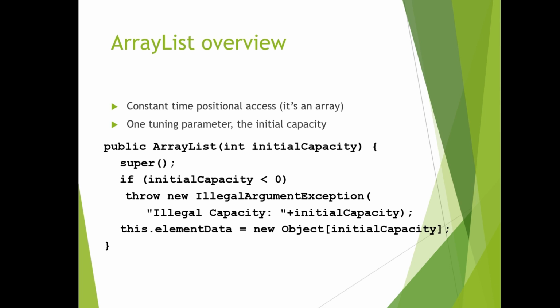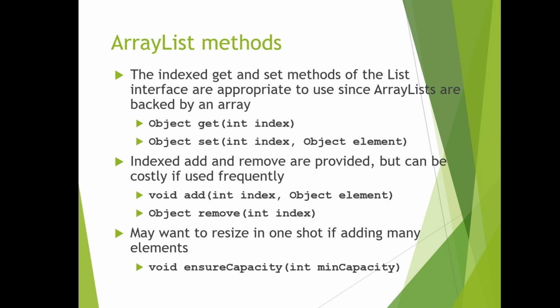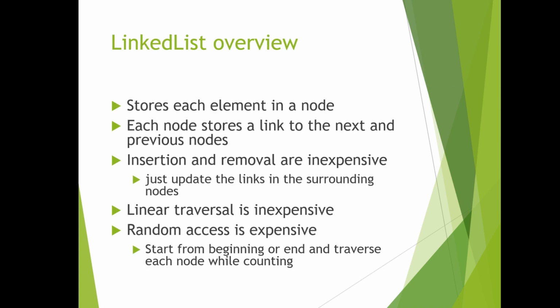What is the ArrayList overview? This is the constructor for ArrayList. It takes an initial capacity. If the initial capacity is less than 0, it throws an exception. We have get and set methods that can be used to get and set an element, or else we can use the add or remove methods. You may want to resize in one shot when adding many elements, which you can do using the ensureCapacity method.